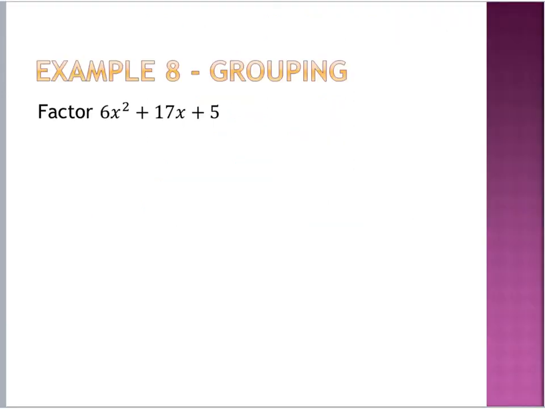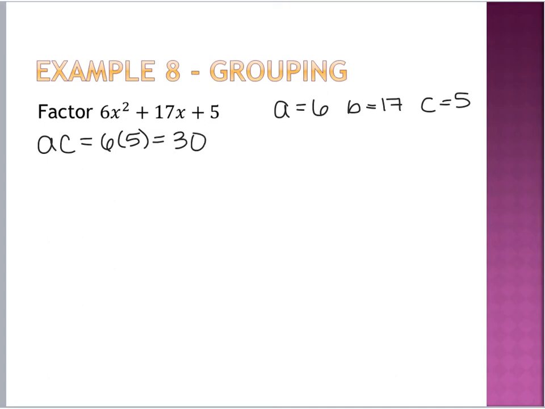And for our last example using the grouping method, I have 6x squared plus 17x plus 5. So my A is going to be 6, my B is 17, and my C is 5. So I'm going to start off with that product of A times C. So I end up with 6 times 5, which gives me 30.